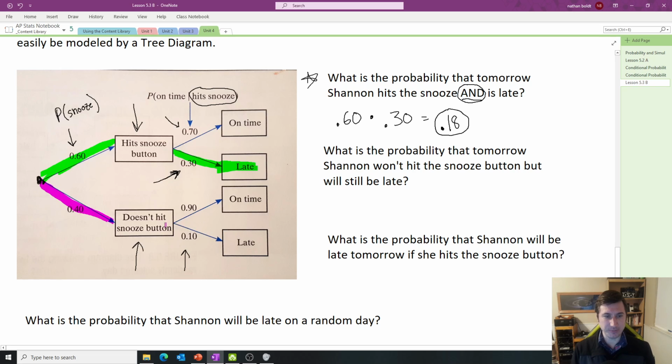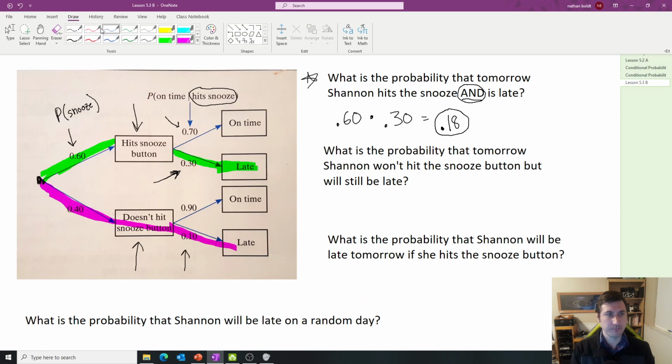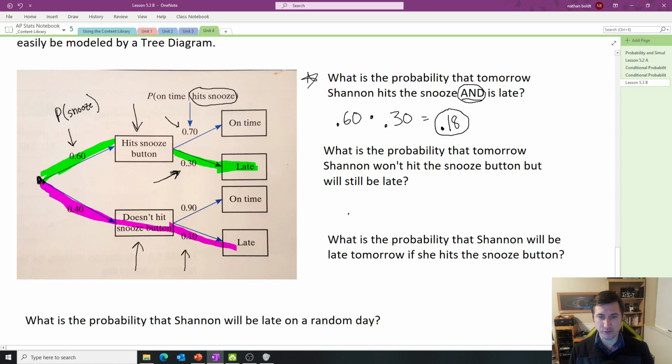And she will still be late. That's another 10%. All right, so that is the path we are going. So that will be 40% times 10% is equal to, that'll be 4, won't it? 0.4 times 0.10 is 0.04. On any given day, there is a 4% chance that Shannon will not hit the snooze button and still be late.